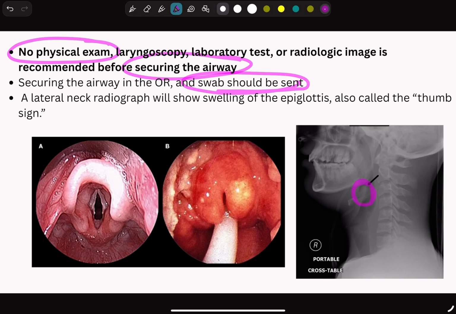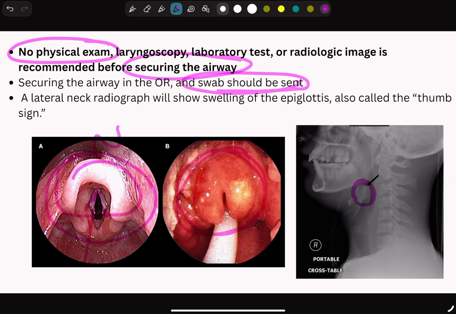The epiglottis is like the thumb. It's like doing the thumb sign on the lateral neck X-ray. And this is the epiglottis, okay? As we can see, this is the epiglottis and this is the airway. So this is the normal and this is the epiglottitis. You see it is significantly inflamed, which is causing obstruction of the airway. That's why we really need not to examine the patient.